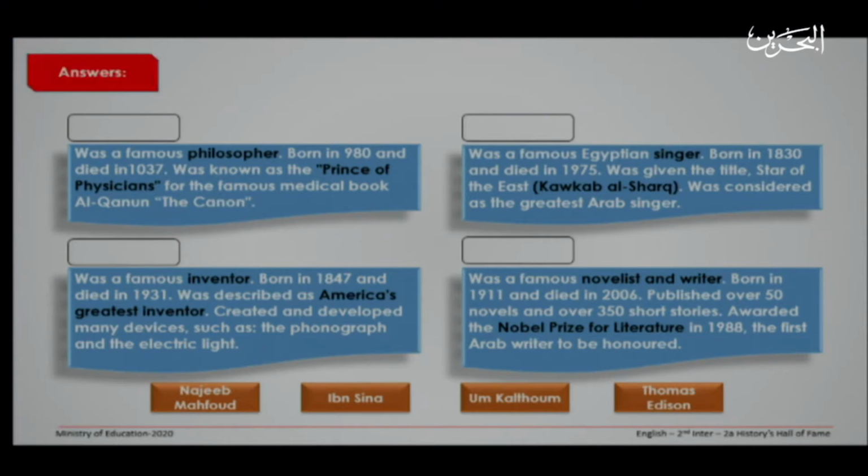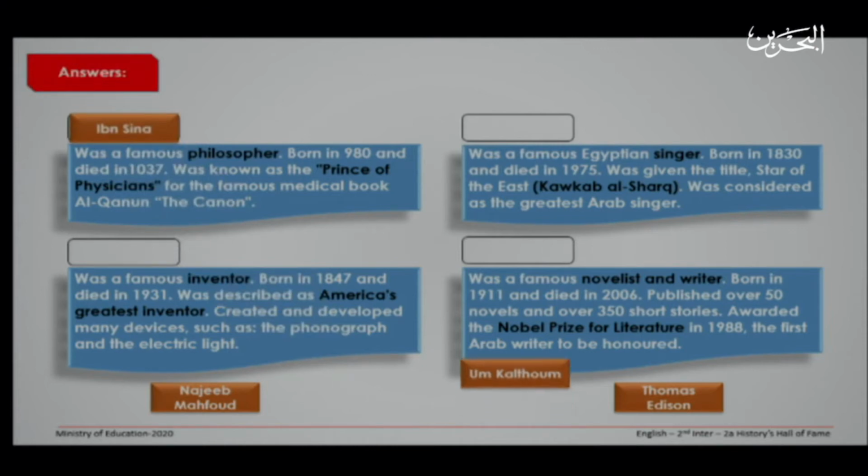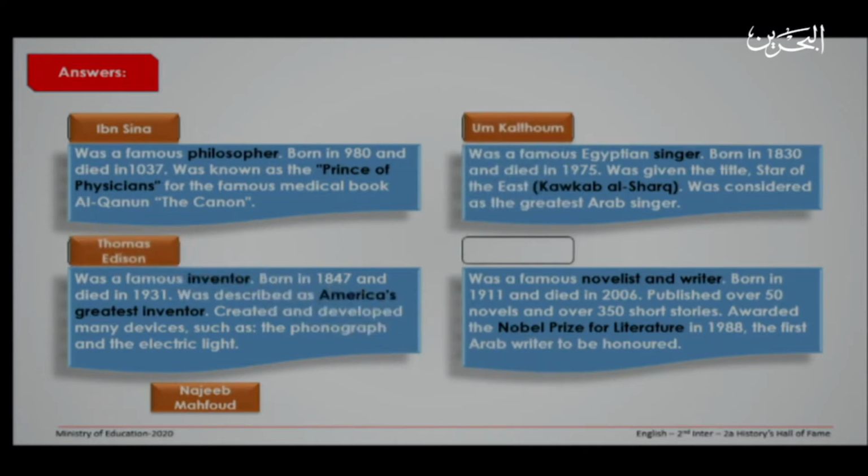Well done. I hope you've done it correctly. Now let's look at the answers. The first one, Ibn Sina. The second one, Umm Kulthum. The third one, Thomas Edison. And the last one, Najib Mahfouz. Congratulations for doing this task correctly.